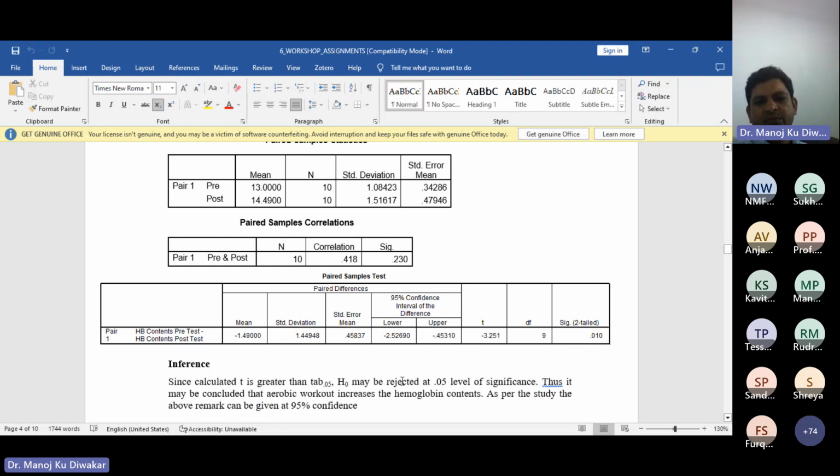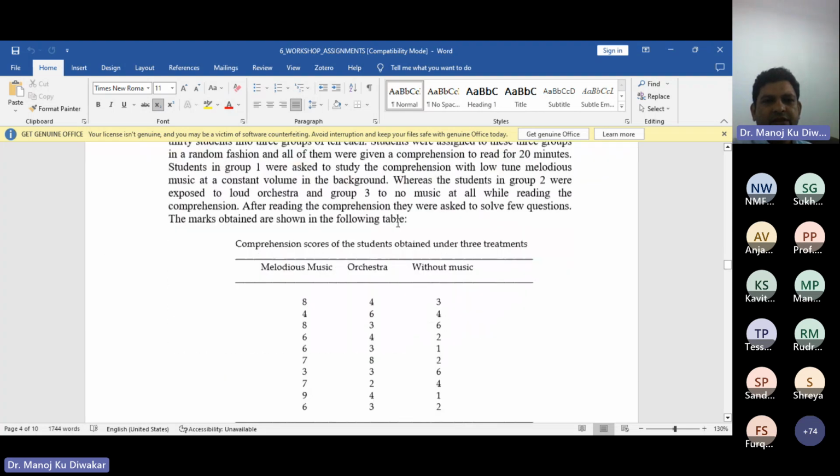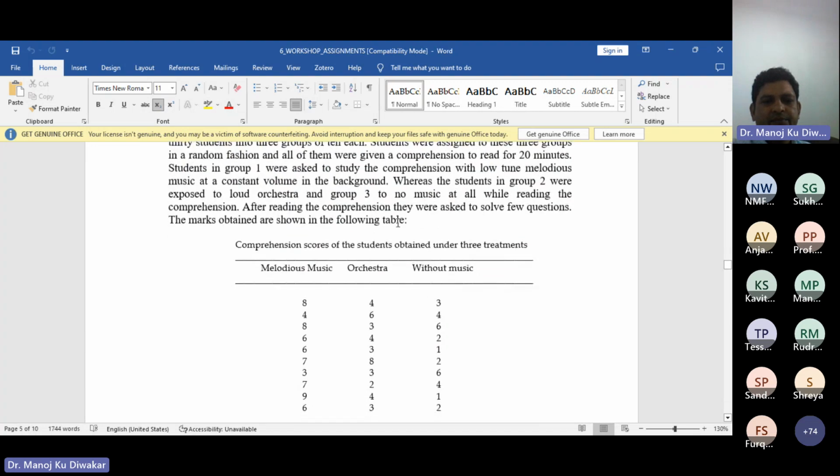So here H0 may be rejected at 5% level of significance. Thus, it may be concluded that aerobic workout increases hemoglobin content. Okay, so this is your interpretation for this case. Now you can see the next example.